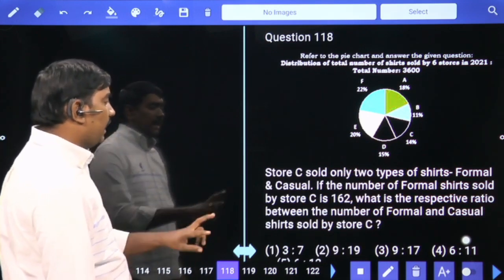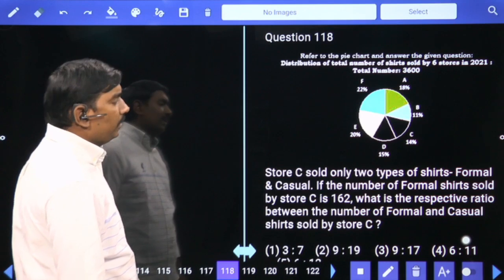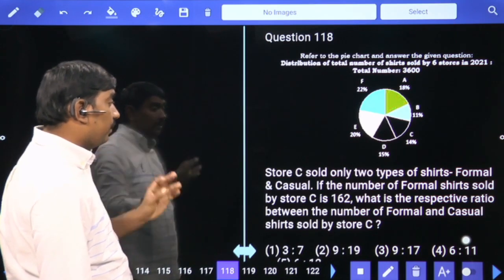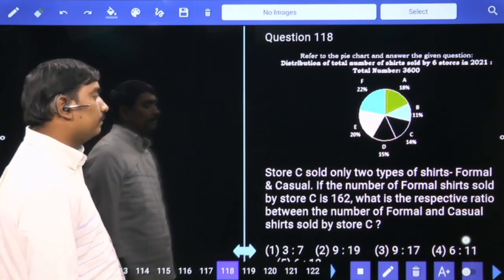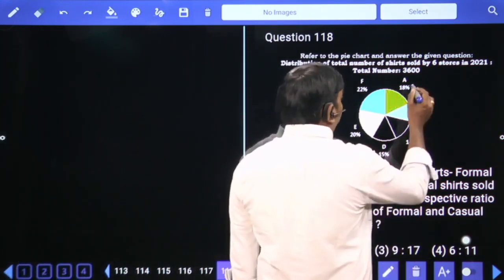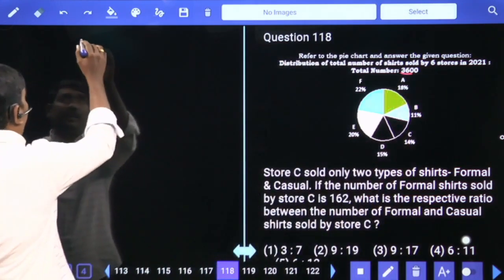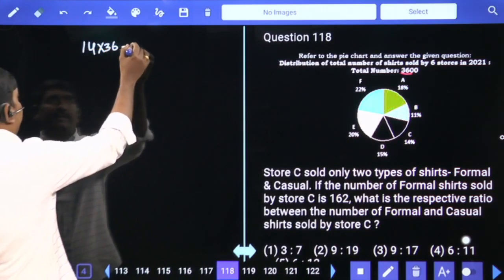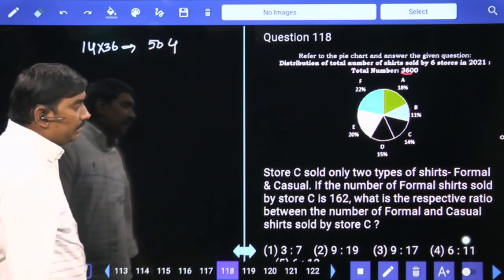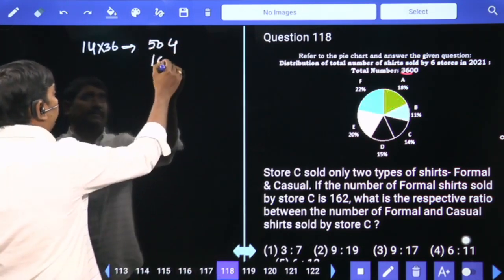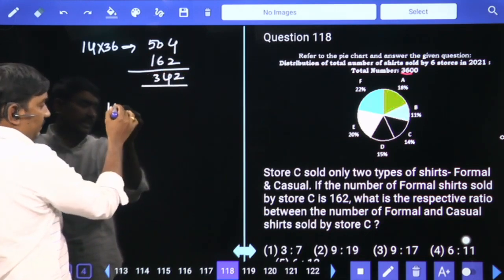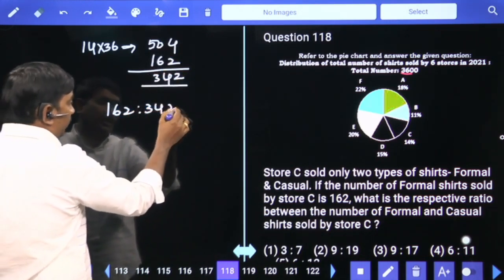Store C sold only two types of sets, formal and casual. If the number of formal sets sold by store C is 162, what is the respective ratio between the number of formal and casual sets sold by store C? Store C is 14%. As 1% value 36, 14% value 14 into 36: 14 6s are 84, 14 3s are 42 plus 8, 504. In that 162 are formal sets. So 342 are casual sets. Ratio 162 is to 342.